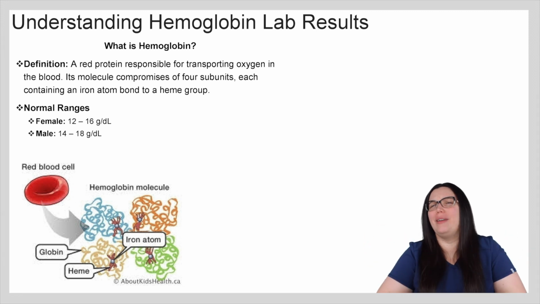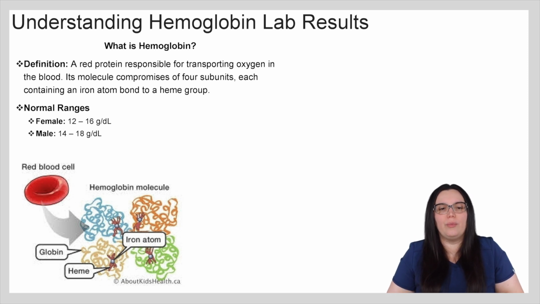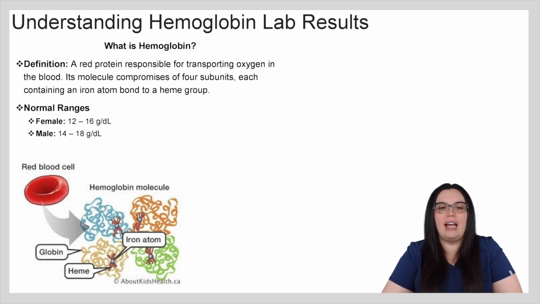So what is hemoglobin and why is it important? Well, hemoglobin is a red protein responsible for transporting oxygen in the blood. Its molecule comprises 4 subunits, each containing an iron atom bound to a heme group. When it comes to normal hemoglobins, it's really dependent on gender. A female is going to have a normal value between 12 to 16, and a male is going to have a normal value between 14 and 18.